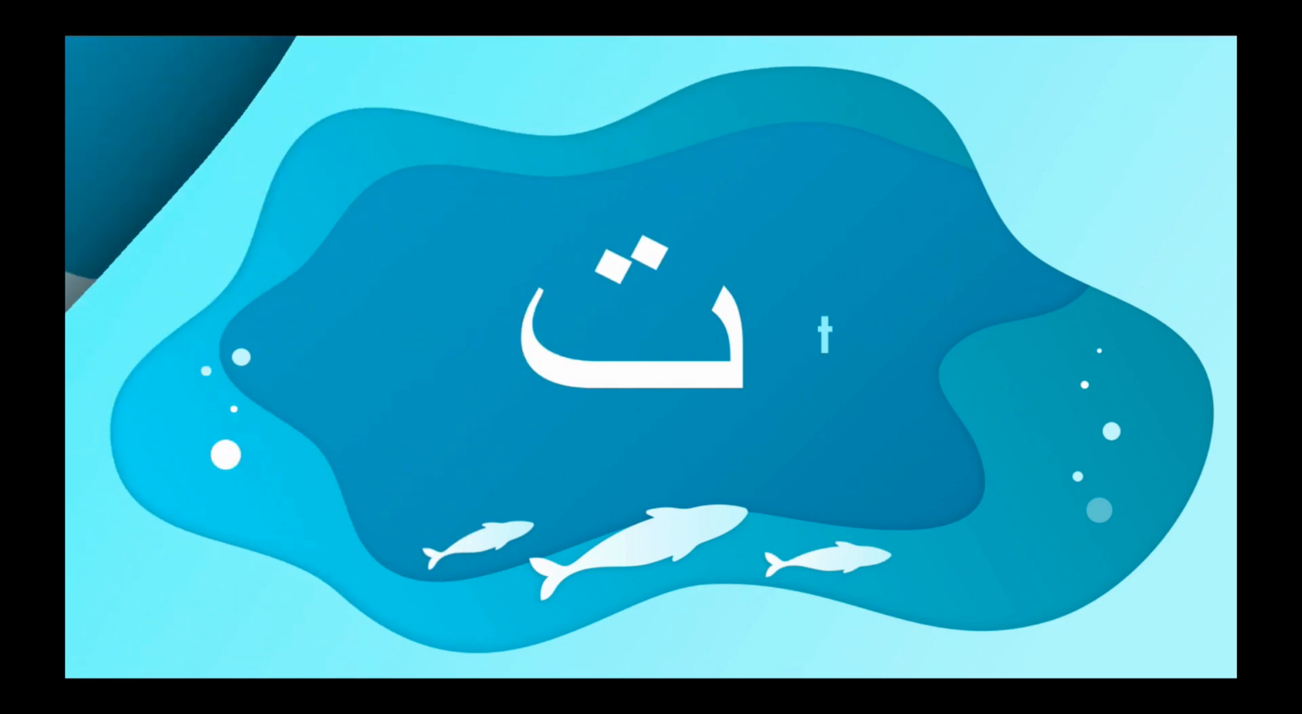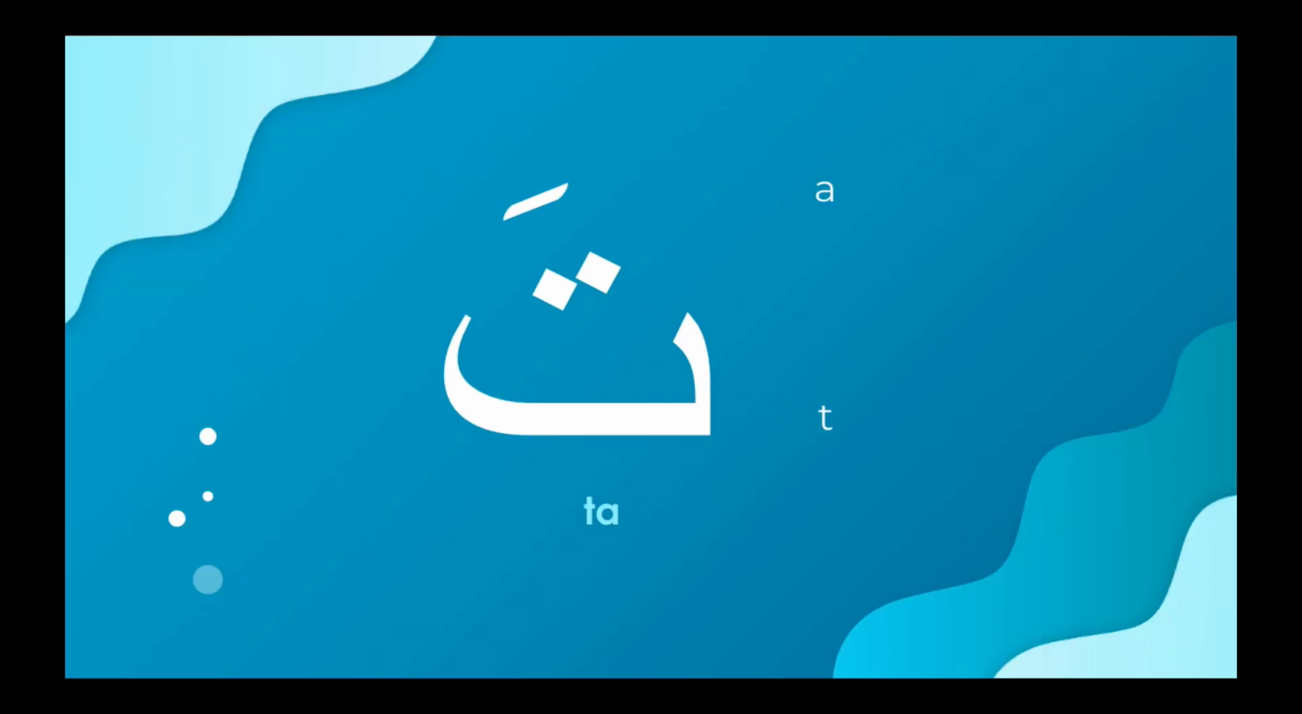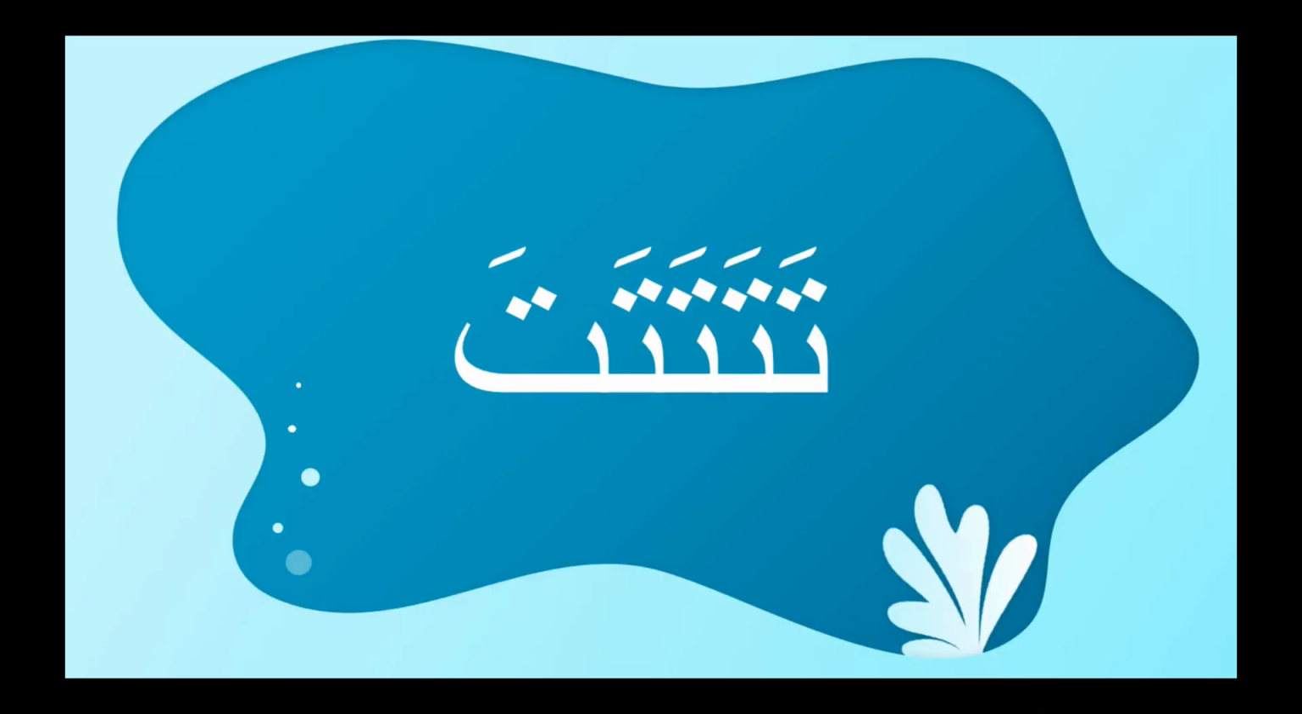Our next wave letter is the letter Thaa. The letter Thaa has two dots on top. Two dots, Thaa. The letter Thaa makes the T sound. Thaa with a Fatha, Thaa. Ta, ta, ta, ta, ta.